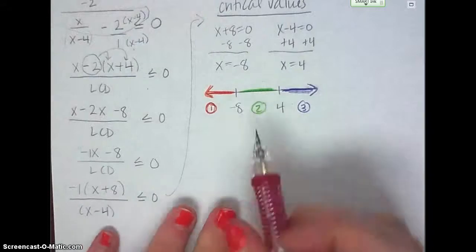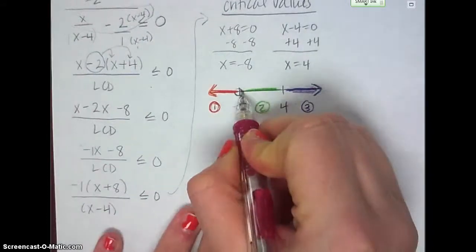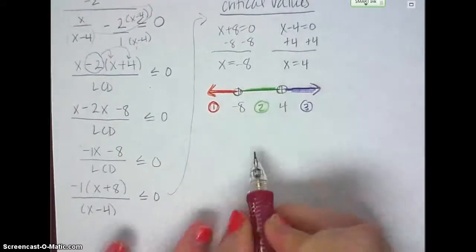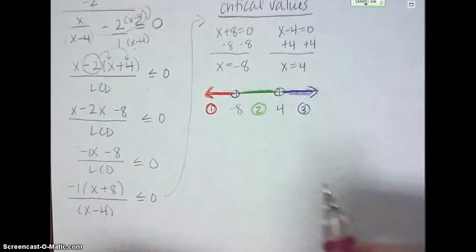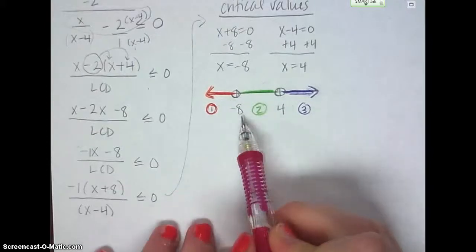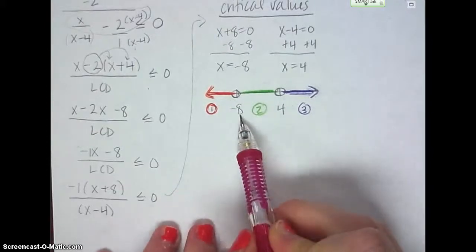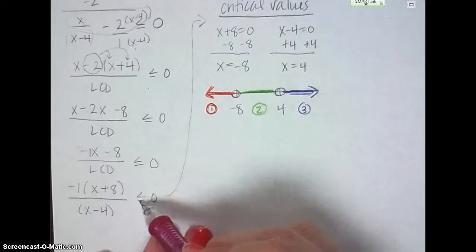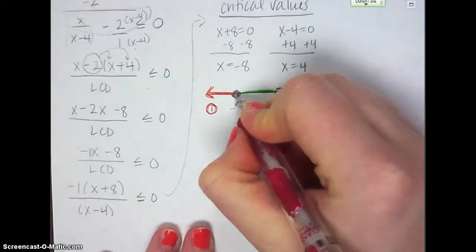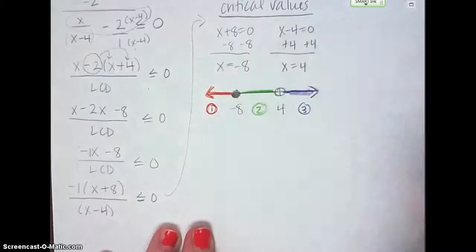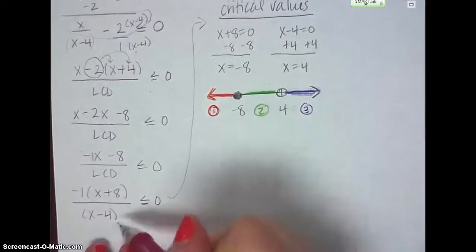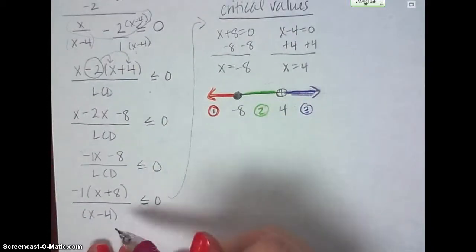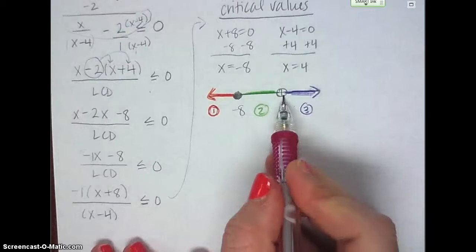Now on a number line, we always put either open or closed circles at our numbers. Open, remember, means the number is not included. Since -8 came from the top, it always matches your sign here. So if this is an equal to sign, then this is going to be a closed circle. The bottom one, we got the 4 from the bottom, is always open. So I'm going to leave that open.